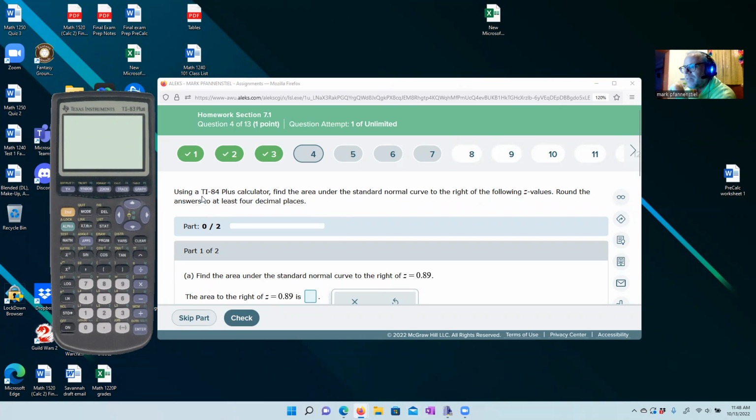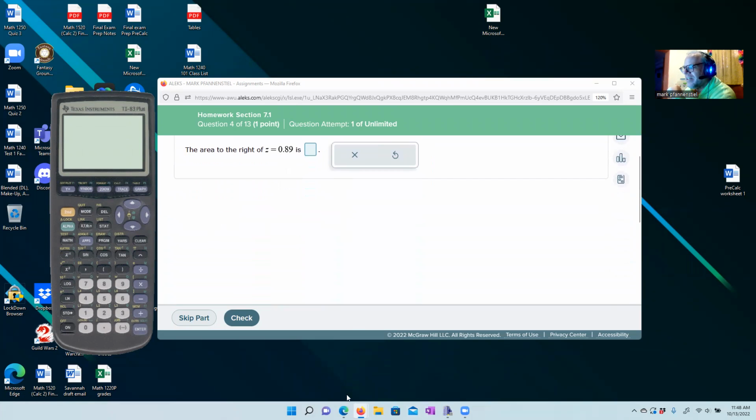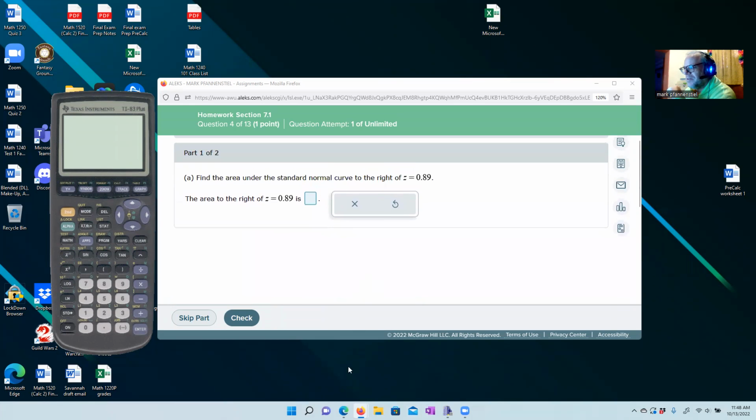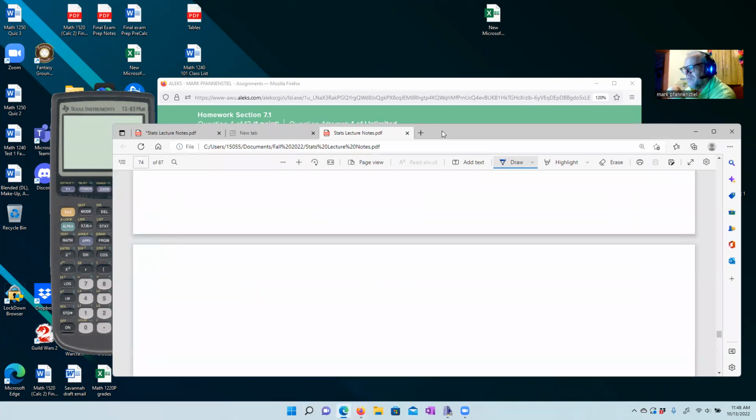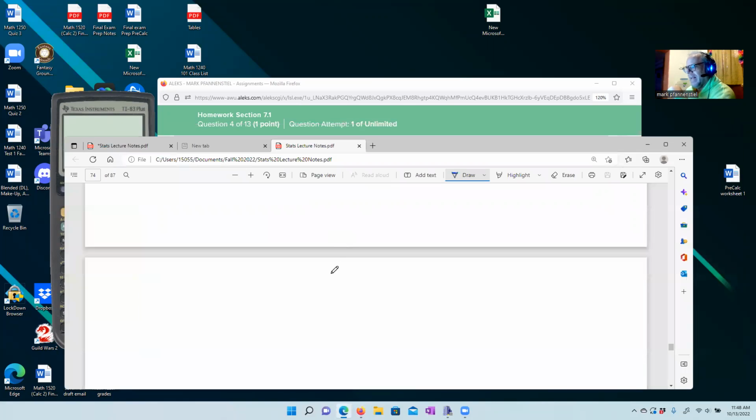According to the TI-84 Plus, you can use an 83, that's fine. Find the area under the standard curve to the right of the following z values. Round the answers to the nearest thing. I like to draw these. You don't have to. I just like to draw them because it keeps me centered as to what I'm looking for and where I'm going with this. So find the area under the curve to the right of 0.89.